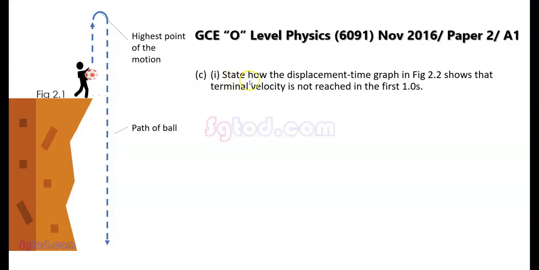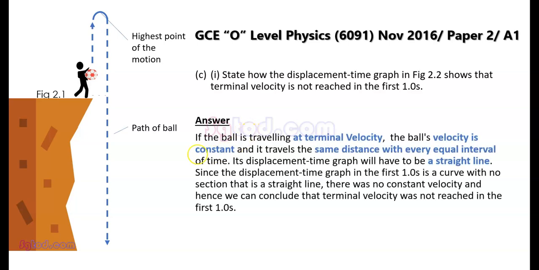In part C of the question, you are required to state how the displacement time graph given in figure 2.2 above shows that the terminal velocity is not reached in the first 1 second. Your answer to this question must demonstrate to the examiner what you understand about terminal velocity. So this is how you should answer. If the ball is traveling at terminal velocity, the ball's velocity is constant and it travels the same distance with every equal interval of time. Its displacement time graph will have to be a straight line.